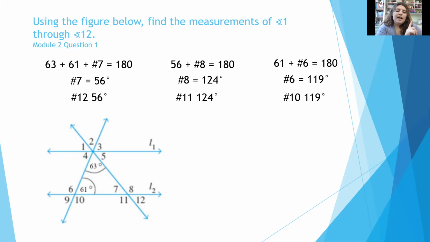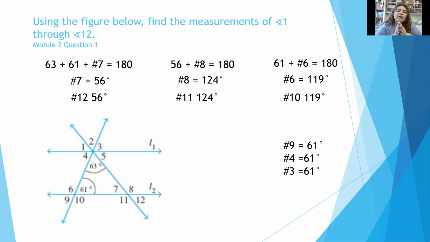Next up, I did angle 6 the exact same way as we did 7 and 8. And 6 is across from 10, so 6 and 10 equal 119 degrees. And so then we got 7, 8, 11, and 12. Then we got 6 and 10. So 9 here, 9's across from the 61 degrees that they gave us, so we know it's 61 degrees.